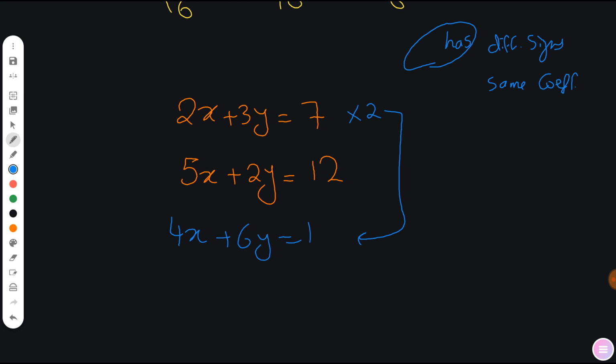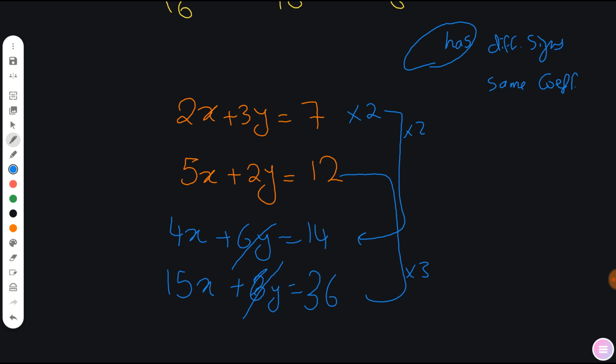But if we add them, they will not cancel each other because they have the same signs, so we need to make one of them with a negative sign. So we can multiply this by -3: -15, -6, -3. Then we add them, or you can subtract them without changing the sign. This will be -11x. This will be cancelled, and this 14 minus 3, it will be 11.